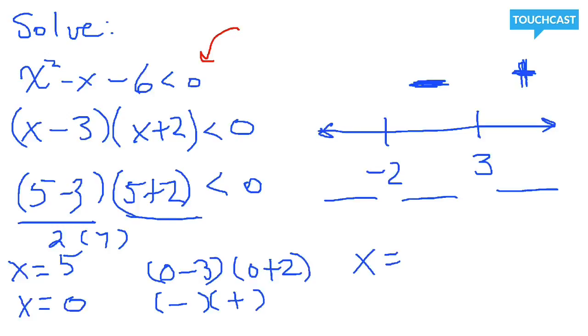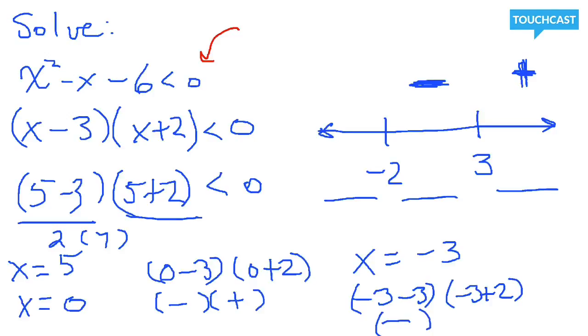I could try that last interval. If I pick a number less than negative 2, like negative 3, that's going to be negative 3 minus 3 times negative 3 plus 2. That's going to be a negative number times another negative number. A negative number times a negative number is a positive number. So here we have a plus.